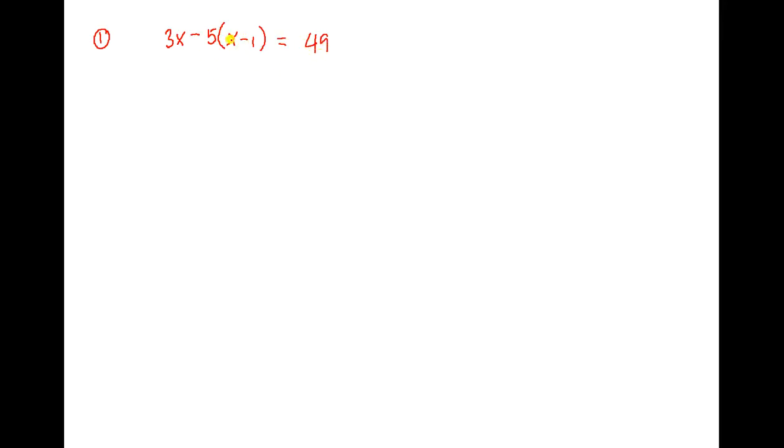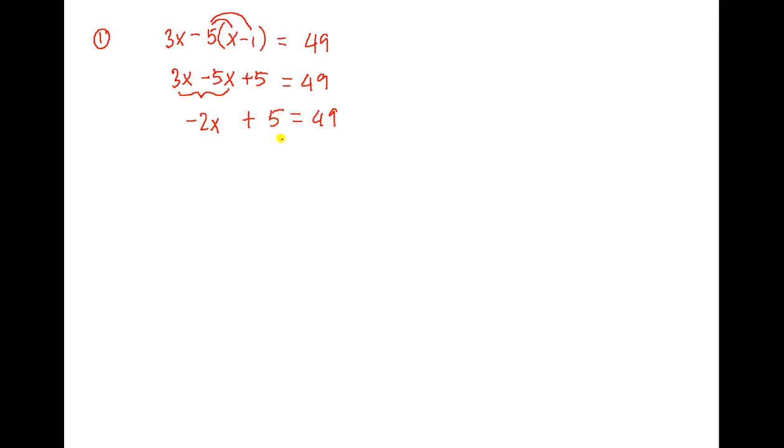Now you want to solve for x, so you want to eliminate x on one side and move the rest of the numbers to the other side. I have 5 multiplied to the parentheses here, so let's first distribute the 5 to the inside. Minus 5 times x gives me minus 5x. Minus 5 times minus 1 gives me plus 5. And then I have 3x here equal to 49. Now combine the like terms: 3x minus 5x gives me minus 2x plus 5 equal 49.